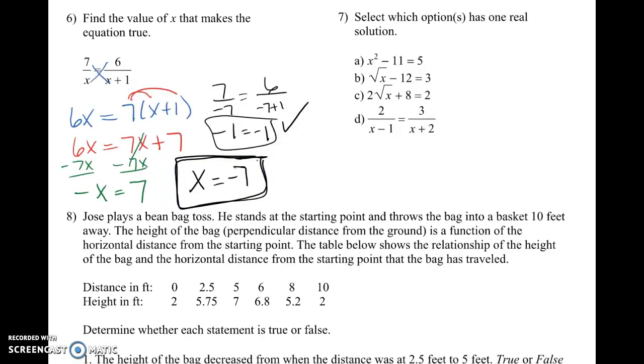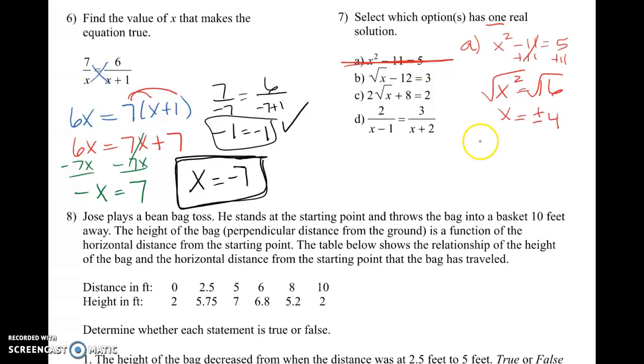For question number 7, it says select which options have one real solution. So there could be multiple answers here that have one real solution. So let's go ahead and solve these. So for A, I add 11 to the other side, and I get x squared equals 16. And if I take that square root, remember you're going to get x equals plus or minus 4. That's two solutions. So that one does not have one real solution.